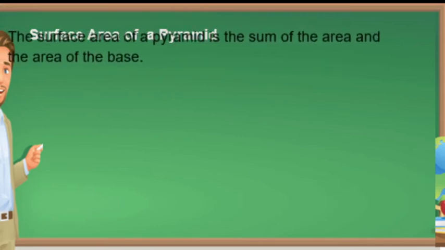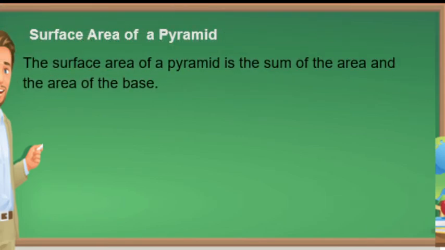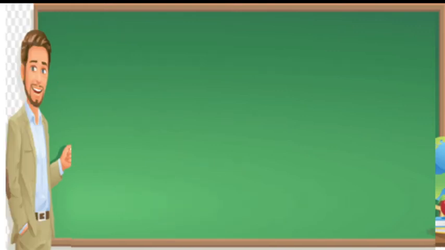Okay, to reiterate, the surface area of a pyramid is the sum of the lateral area and the area of the base. I'm just reiterating. SA is equal to LA plus B so that you won't forget. Where B, since this is a square pyramid, the area of the base is equal to S times S or S squared. Okay, let's have an example.